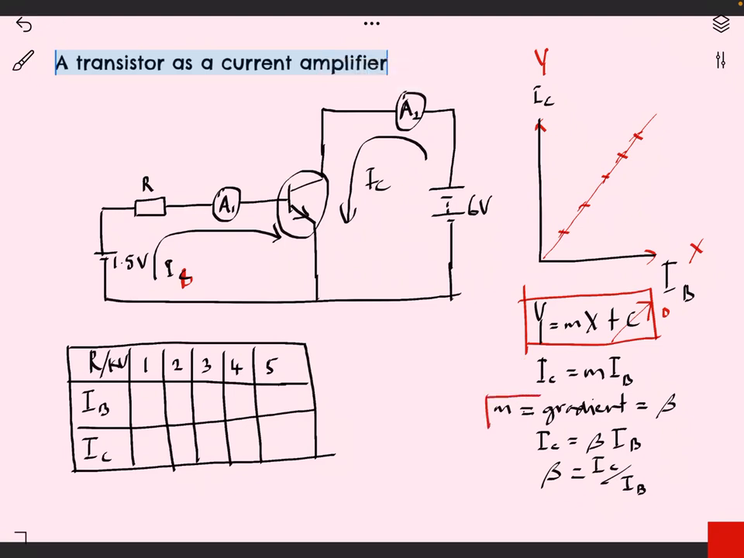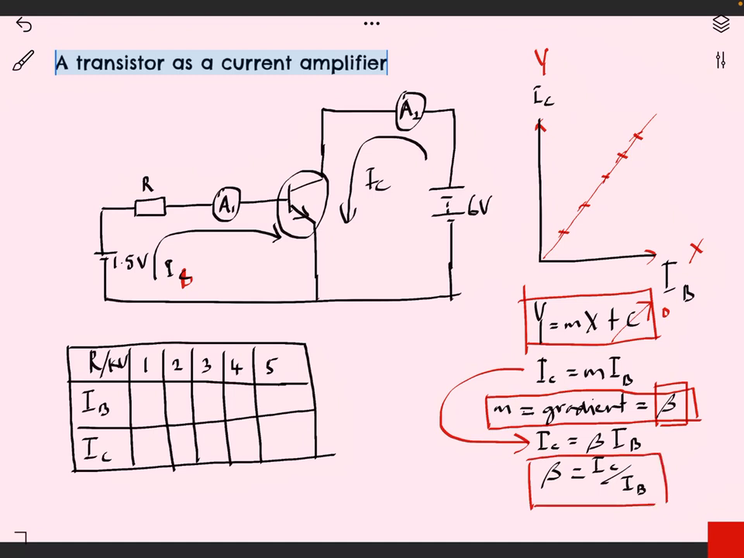M is the gradient. And in this case, we change the letter M to beta. So beta is actually the gradient of the graph. So this equation becomes like this, and you can rearrange this equation or expression, then you have this formula. So this is the formula for amplification. You can determine the amplification factor of the amplifier.